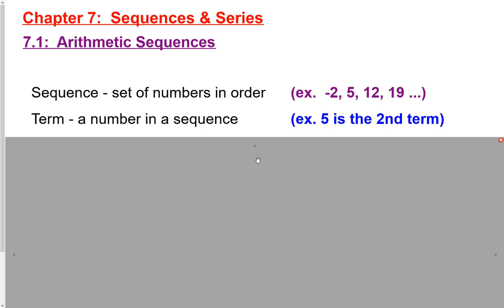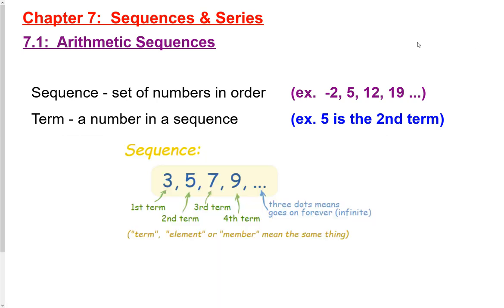Now within sequences we've got a whole bunch of numbers. We call each of those a term. A term is just any of those numbers in the sequence. So our example there is 5 is the second term in this sequence. So we see we've got first term, second term, third term, fourth term.